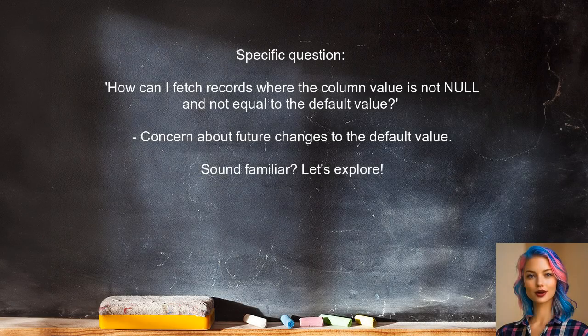Here's the specific question we're addressing. One user asked, how can I fetch records where the column value is not null and not equal to the default value? They provided a query, but were concerned about future changes to the default value. Sound familiar? Let's explore this together.